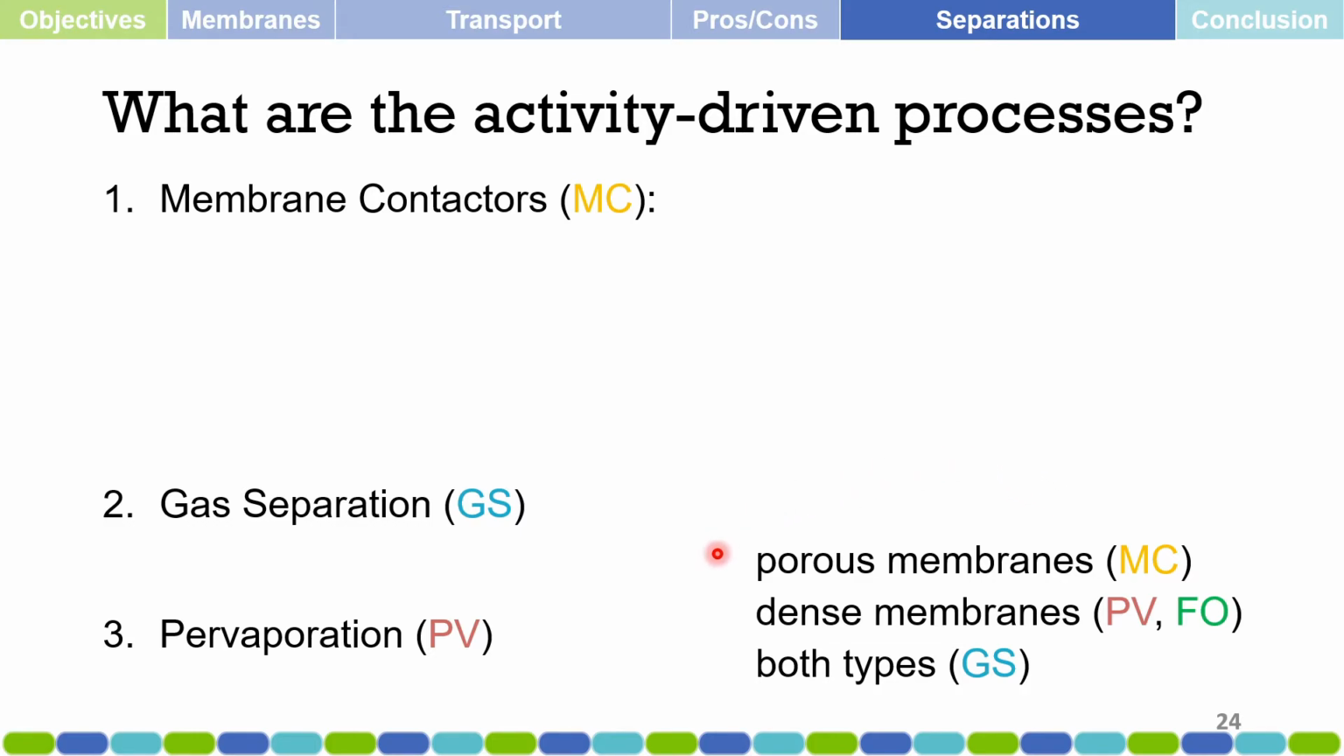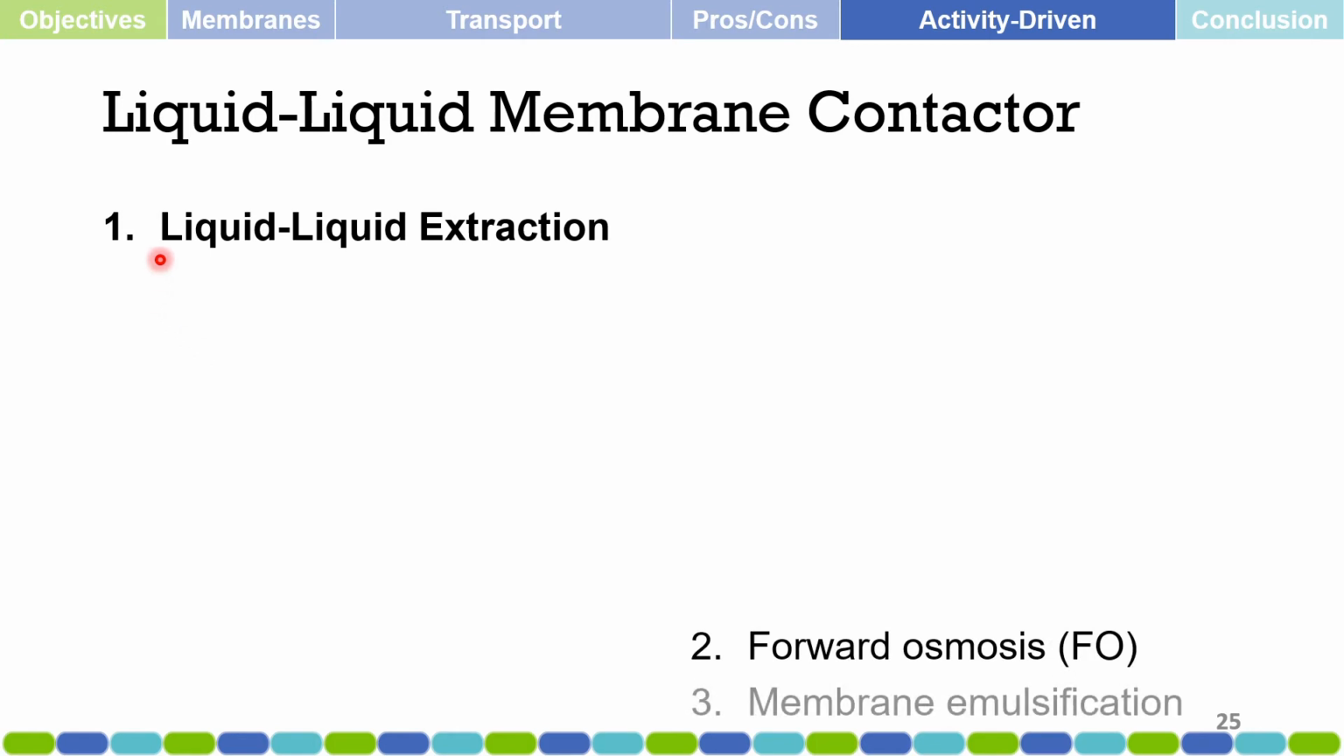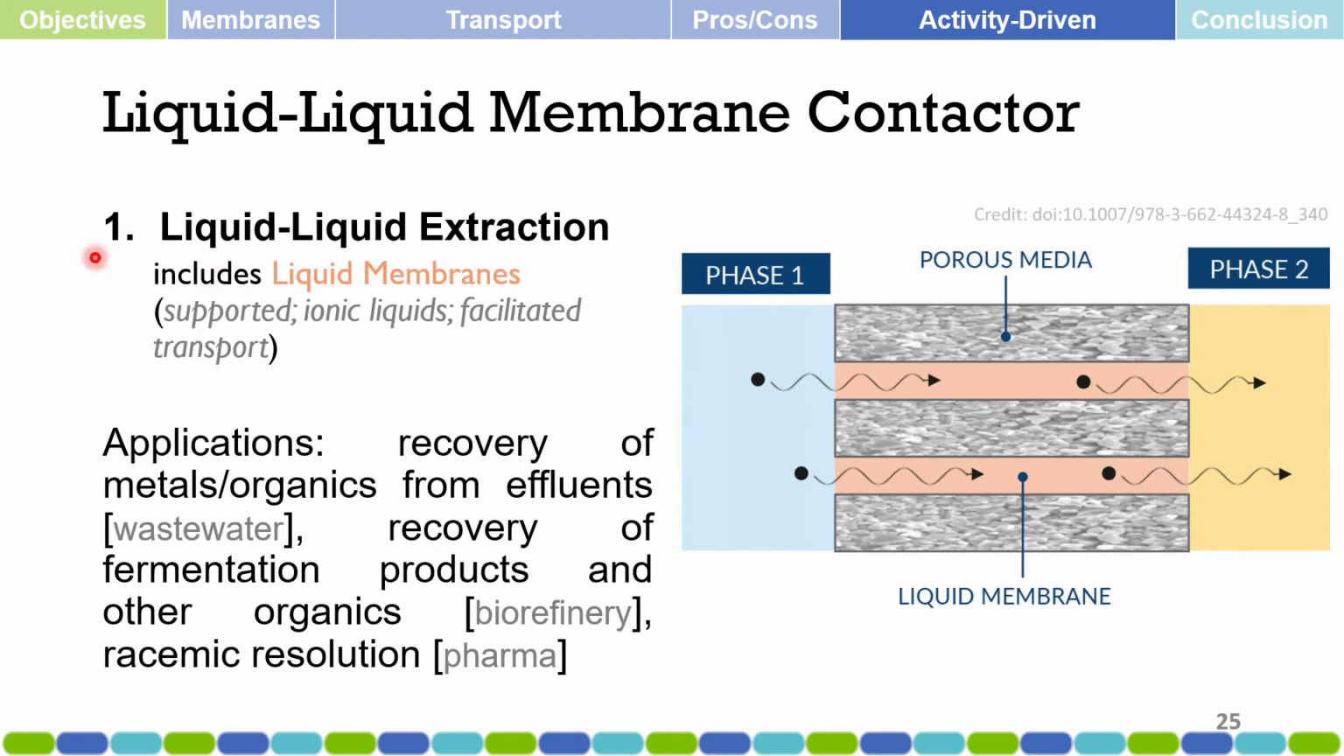In the types of membranes that are used for these processes, for the membrane contactors, they often use porous membranes. For evaporation and forward osmosis, it's dense membranes. And for the gas separation, they consider both porous and dense membranes. So going for liquid-liquid membrane contactors, the processes under this type are the liquid-liquid extraction, forward osmosis, and membrane emulsification.